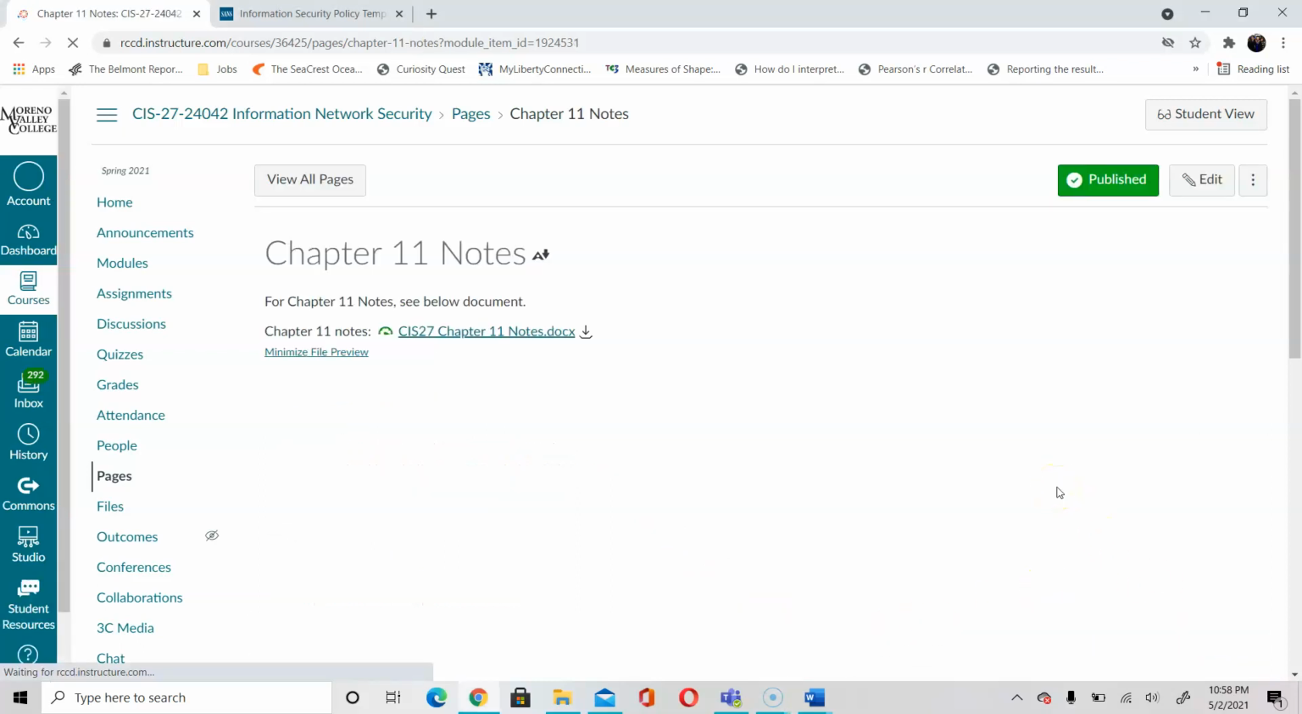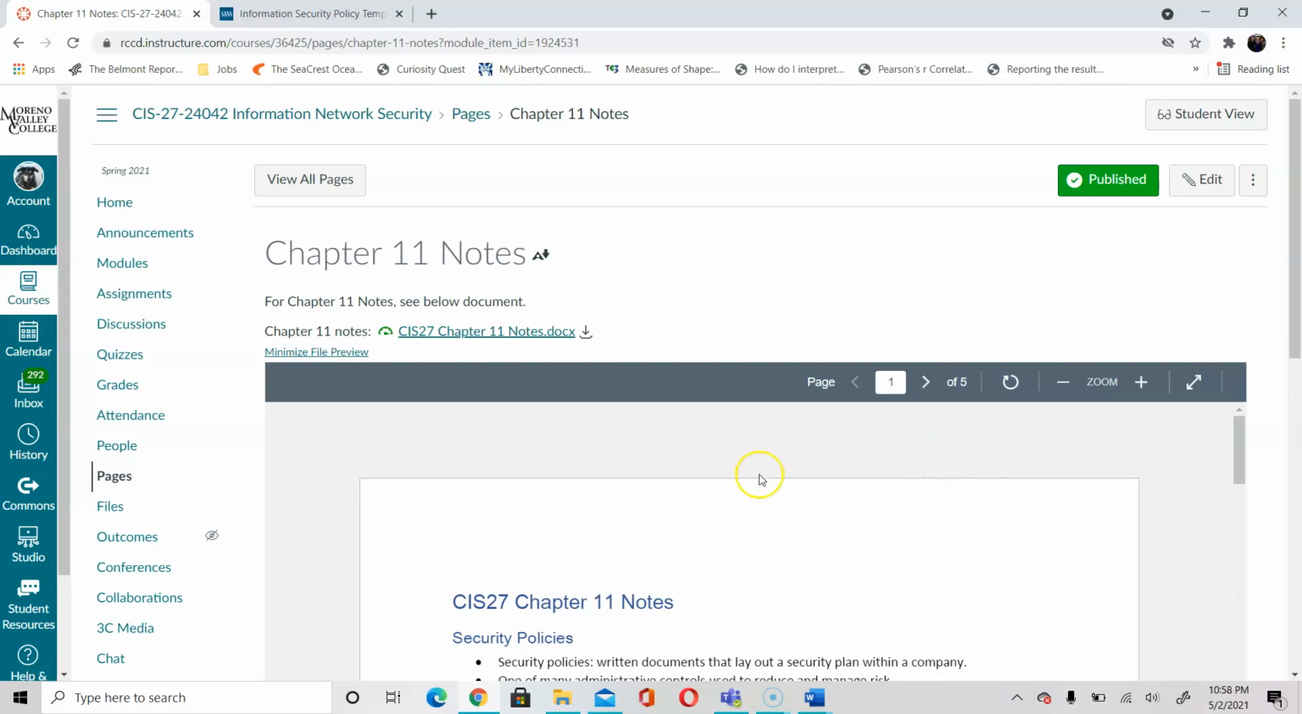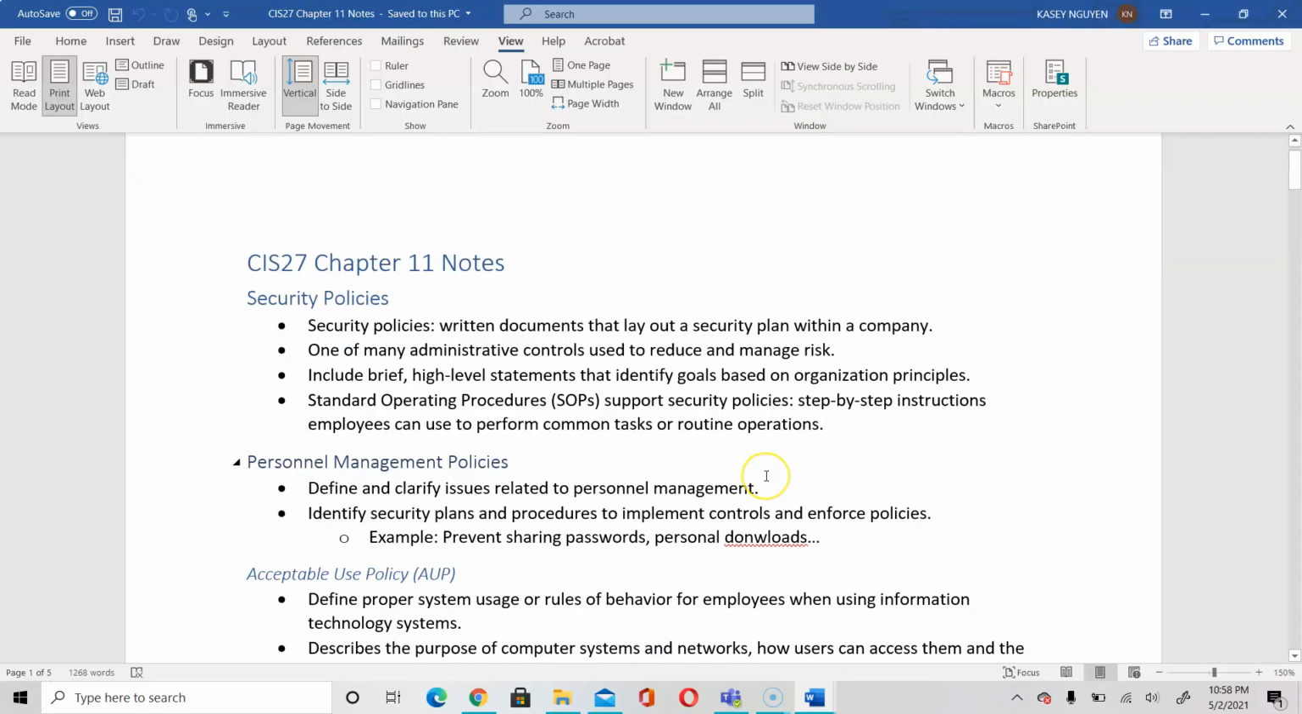On the next page, you will find the Chapter 11 notes for this week. You can download the notes or view them on the page. The notes start with security policy. Just like all the things that we've covered, this is a very important area, as it states the rules, what's allowed and not allowed in the organization. It includes the specific areas where we would implement configuration, along with the administration piece in security.